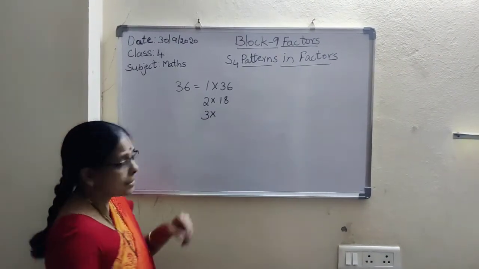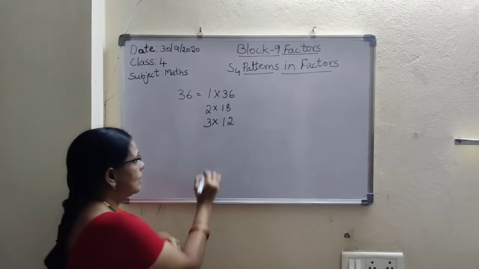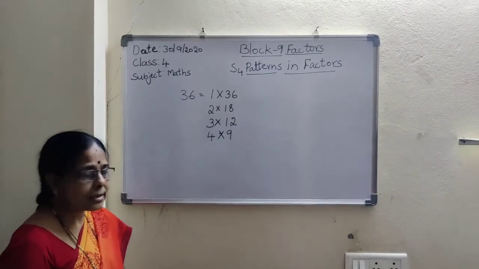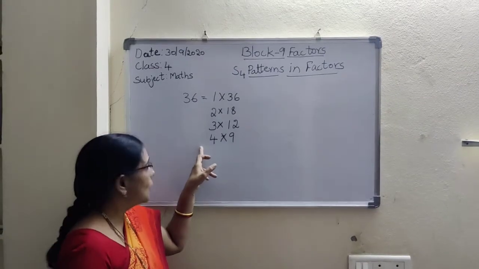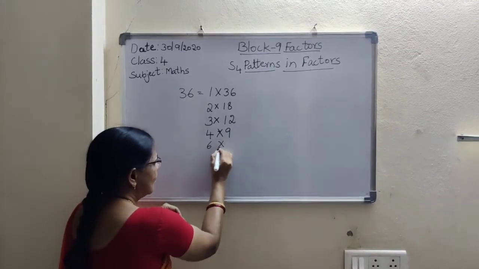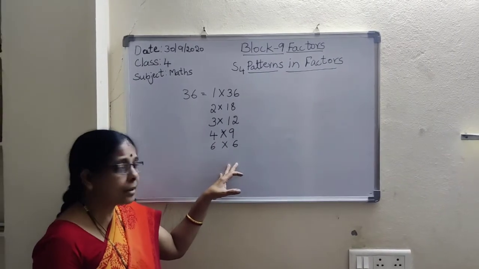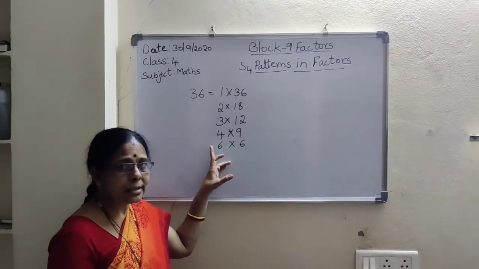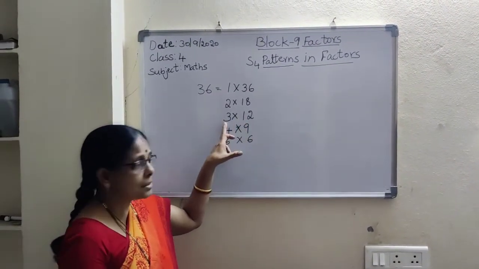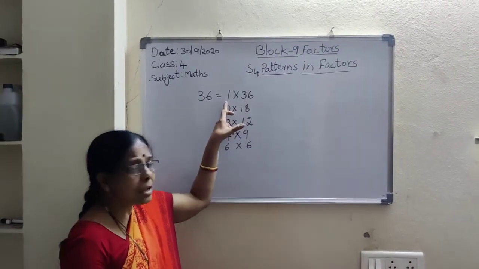3 is a factor of 36. Yes. 3 12s are 36. Next 4. Yes. 4 9s are 36. Next, 5 is a factor of 36? No. 6 is a factor of 36? Yes. 6 6s are 36. Now 7? No, children. 8? No. 9? Yes. 9 4s are 36. After 9, 10 will not be there. 11, no. 12, 3s are 36. 18, 2s are 36. 36, 1s are 36.